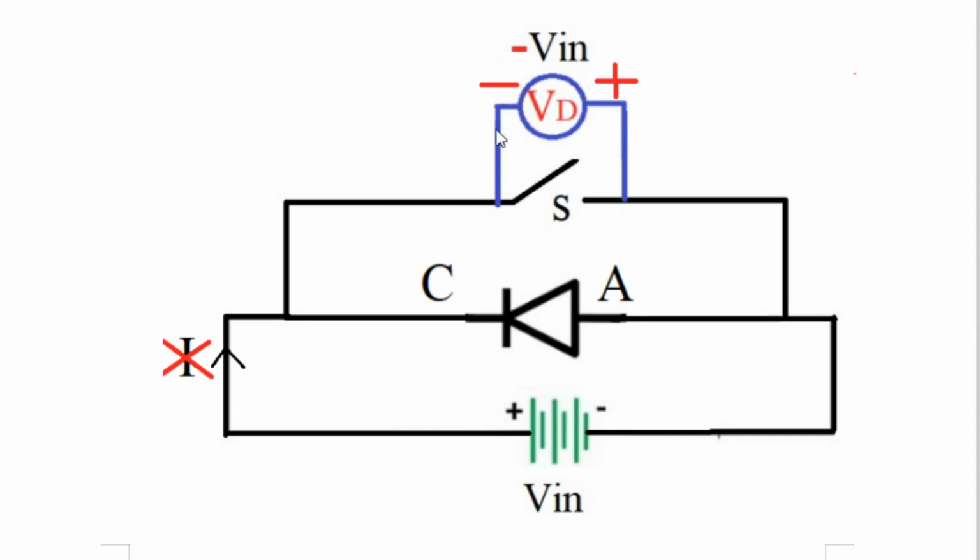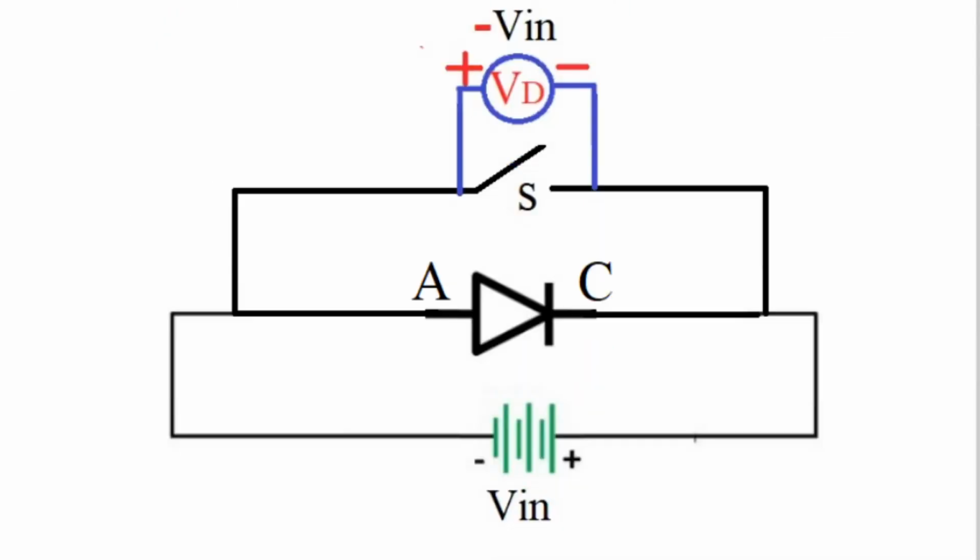And always the voltmeter's positive is connected to the anode of the diode, and the voltmeter's negative is connected to the cathode of the diode. So now let us come here. It is very simple, the same structure. The battery is taken such that minus is on the left hand side, plus on the right hand side, and the diode is such that the left hand side is the anode, the right hand side is the cathode. So the cathode of the diode is connected to the positive of the battery, the anode of the diode is connected to the negative of the battery. The diode is reverse biased, behaving as an open switch.